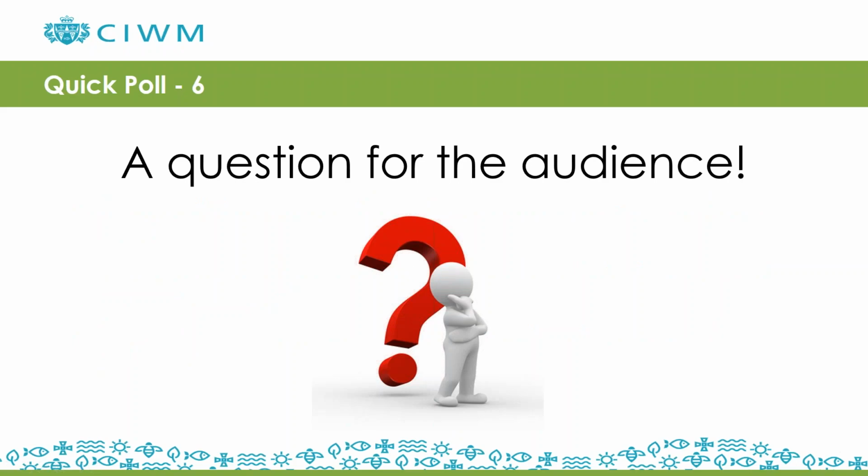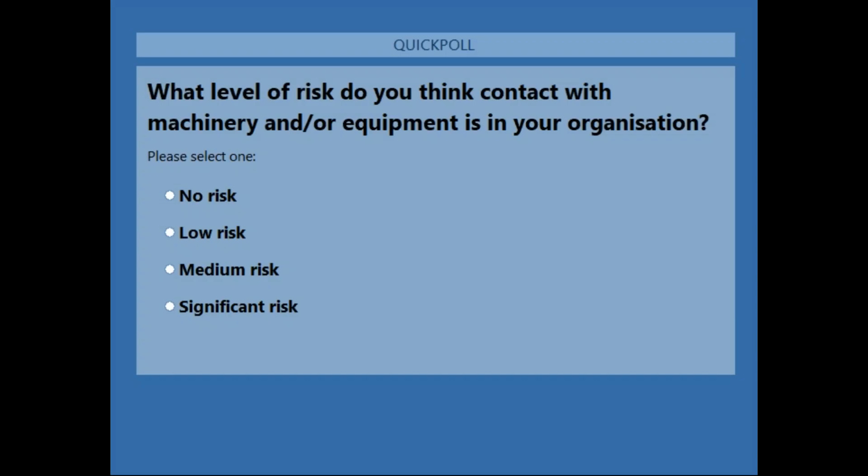Thank you very much, John. That's some sound advice there already, so that's wonderful. We've got a question for the audience now. What level of risk do you think contact with machinery and or equipment is in your organisation? So you've got no risk, low risk, medium or significant risk. Just give you a few seconds there to make your decision.